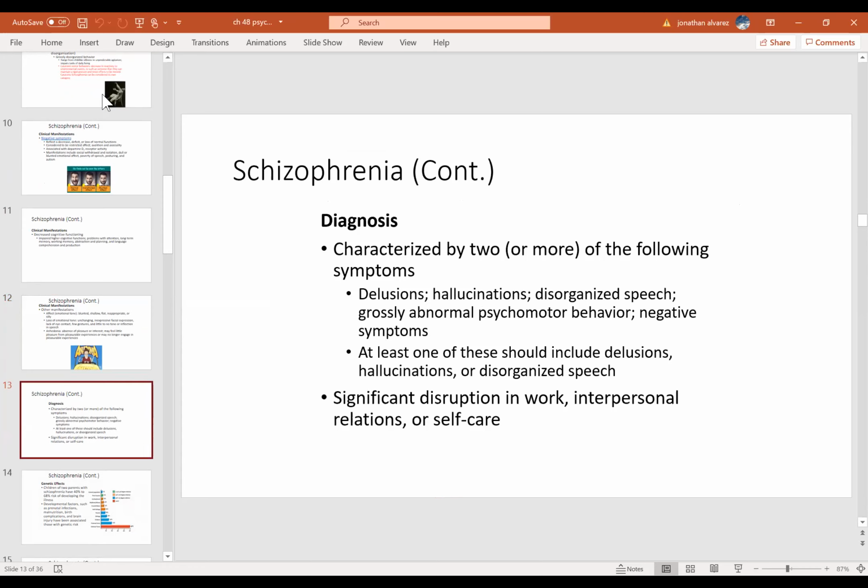Some of the things that help with diagnosis: delusions, hallucinations, disorganized speech, abnormal psychomotor behavior.